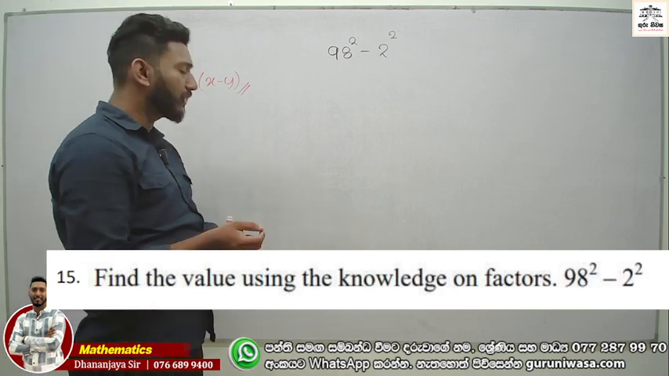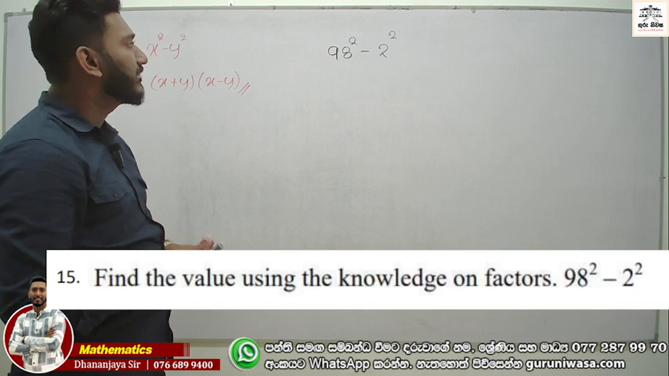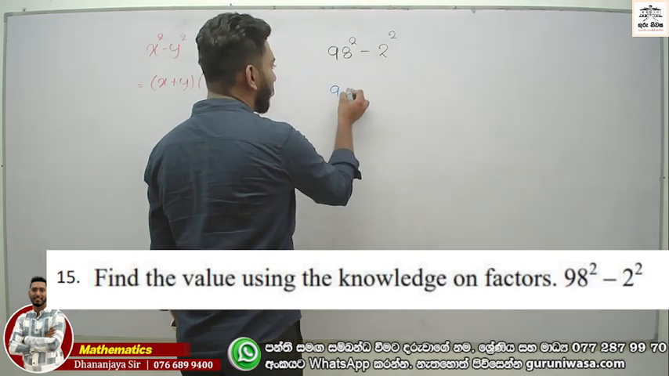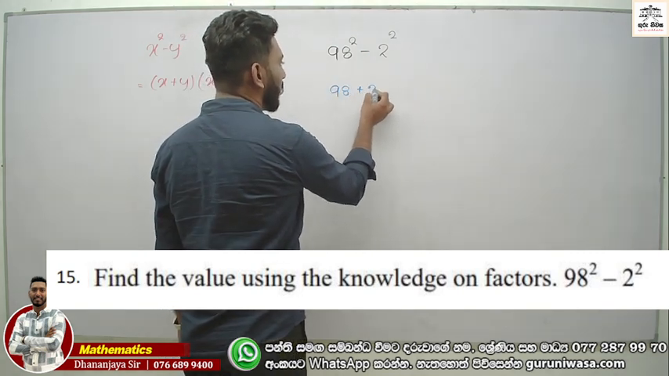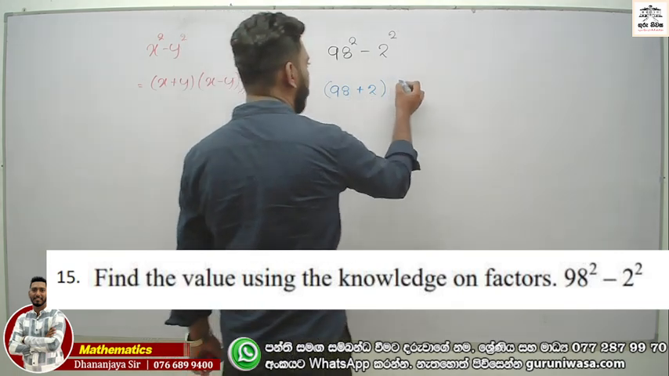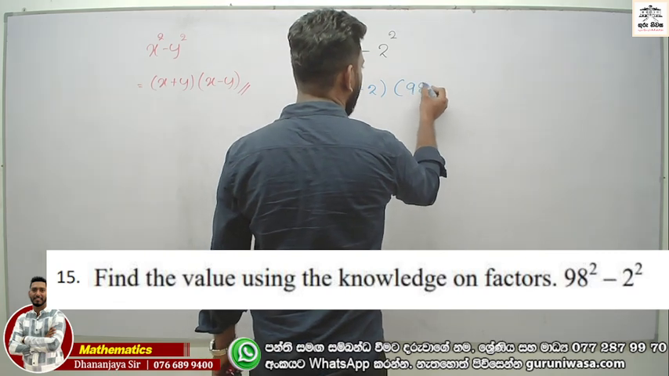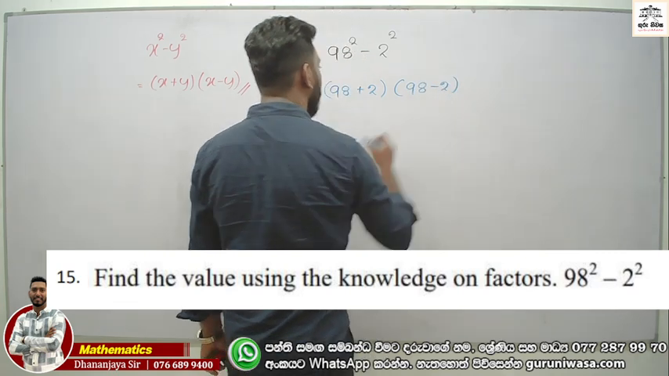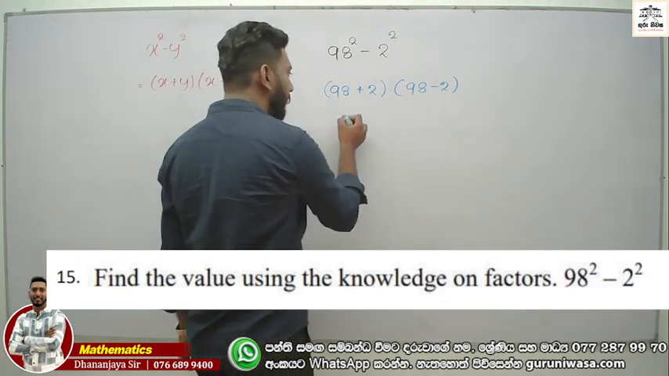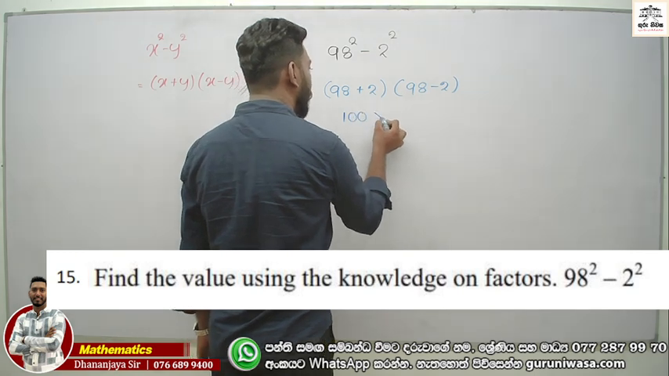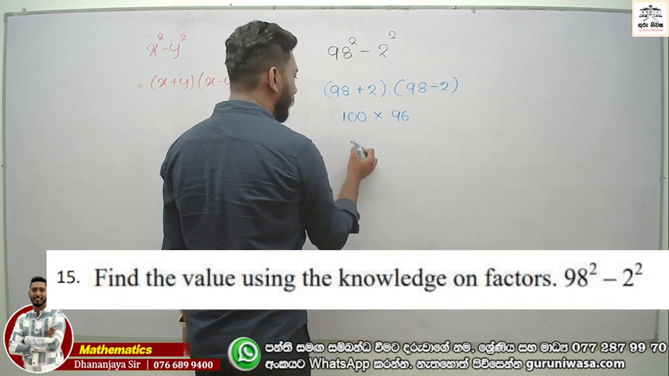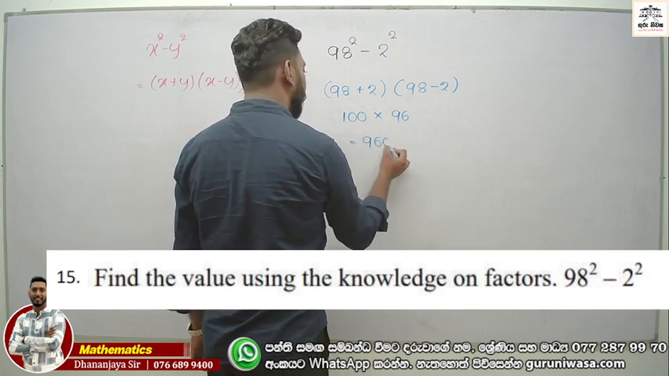Now the first square is 98 squared. Then you can write 98 as the first term. You need to add the second term to the first term and again subtract, 98 minus 2. And 98 plus 2 becomes 100, and 100 multiplied by 96. Now the answer is 9600.